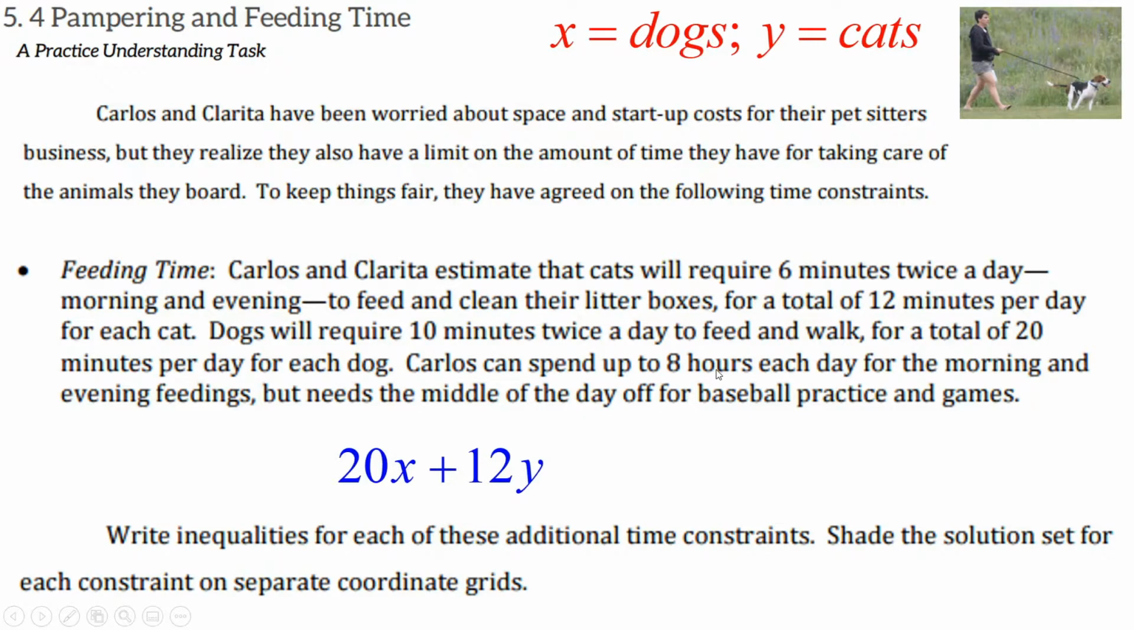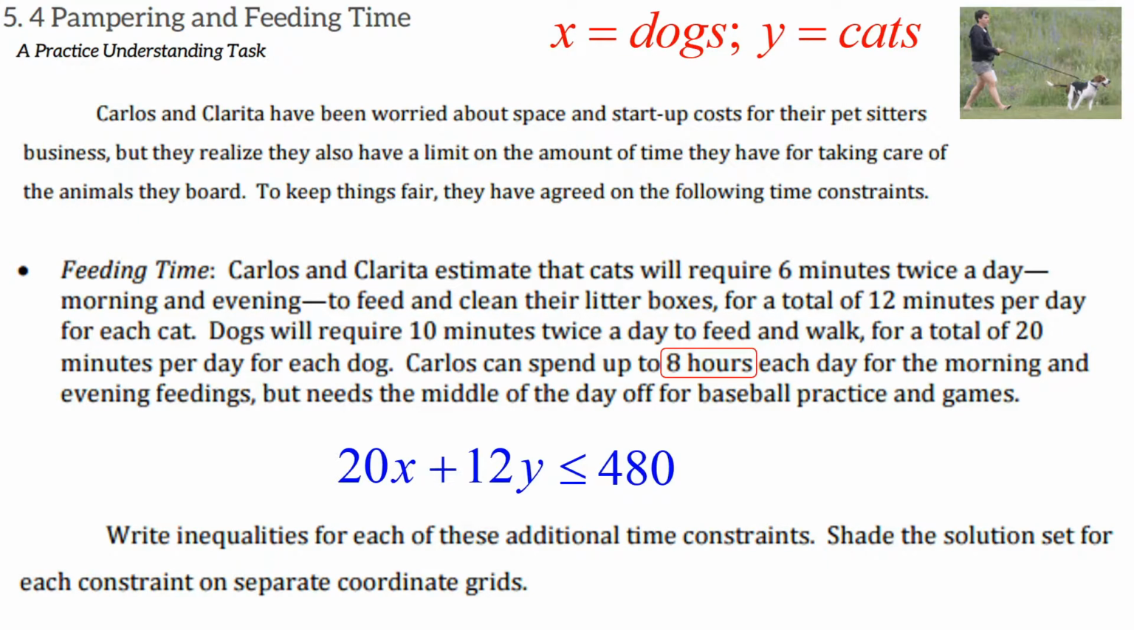All right, so this is key right here. Up to means less than or equal to, but now this is 8 hours and everything else is in minutes. So we're going to need to convert our 8 hours to how many minutes? Well, there's 60 minutes in an hour, so 60 times 8 would be 480 minutes. You need to have everything in the same unit of time here. So we get 20x plus 12y is less than or equal to 480 minutes.